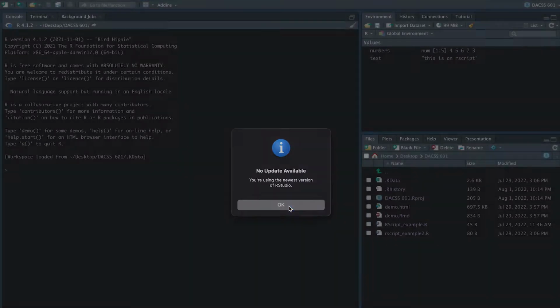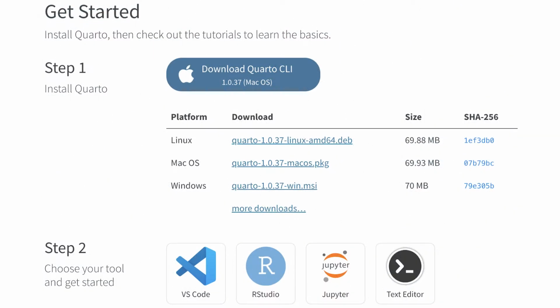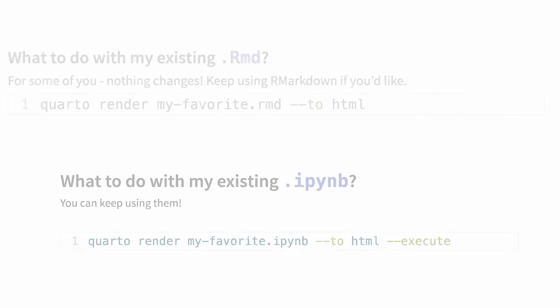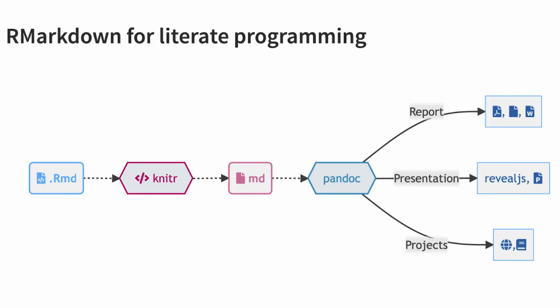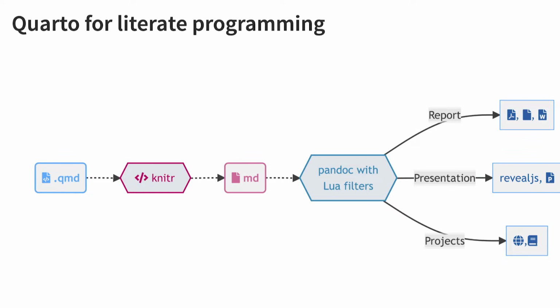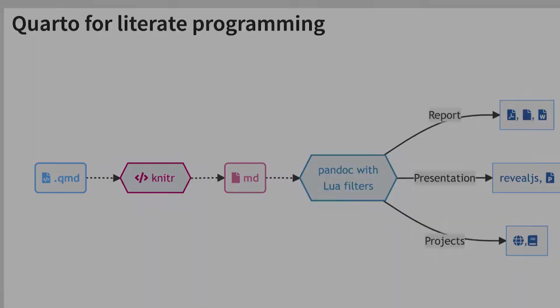The RStudio IDE has been updated since last week. You will also need to install Quarto from quarto.org, and you will need to install the Quarto package in the RStudio IDE. We will be working with Quarto documents with the .qmd extension, but note that Quarto can also work with R Markdown documents, Python notebooks, and standard Markdown text.